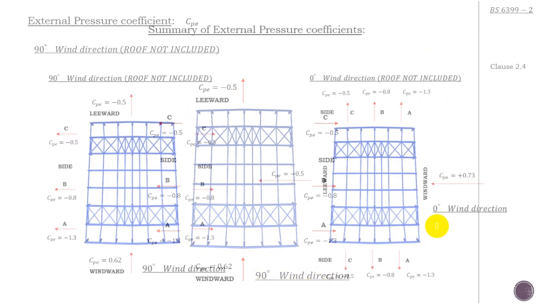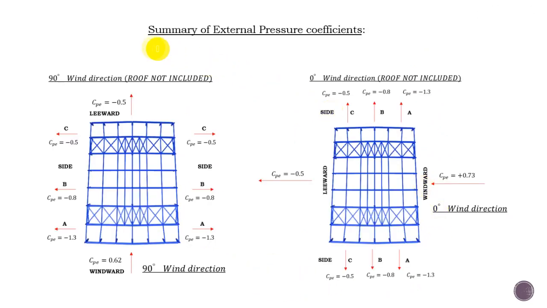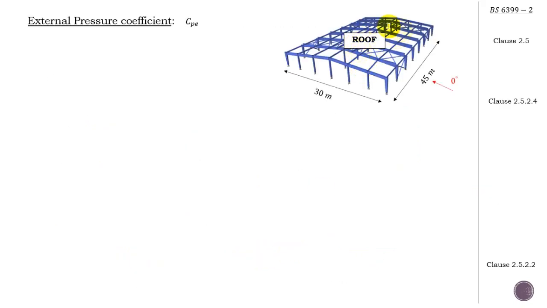Okay, and this is the summary of external pressure coefficients for both the 0 degree wind direction and the 90 degree wind direction. Okay, this is for the 0 and this is for the 90 degree. Now we can focus on the roof. Okay, we're done with the vertical walls. Let's turn our attention to the roof.